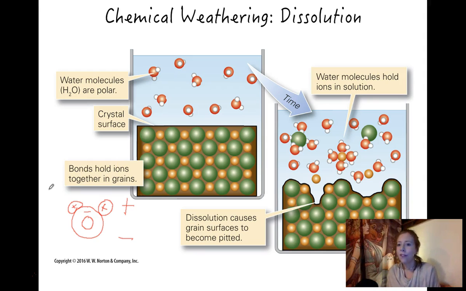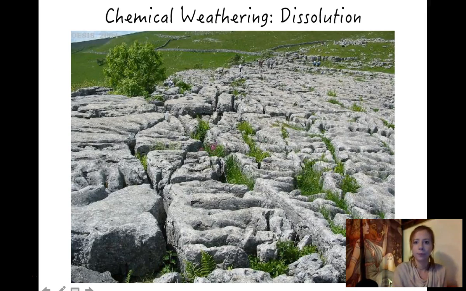But anyway, when you have ions in a solution, they are attracted to these water molecules. So salts are a good example of this. Salt dissolves away in water. So that would be an example of a dissolution reaction. And another example of a dissolution reaction would be limestone, as you see in this image here, dissolving away with interaction with water.